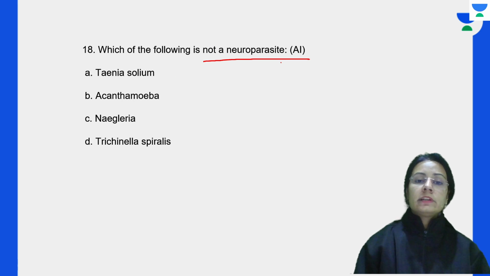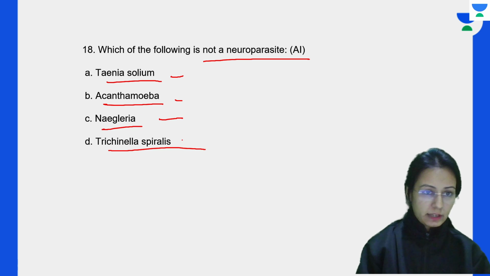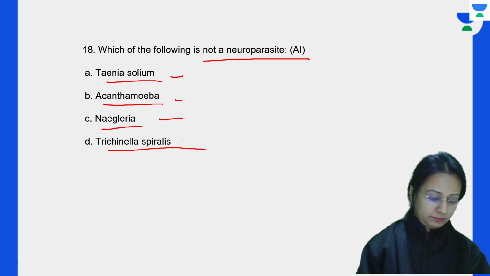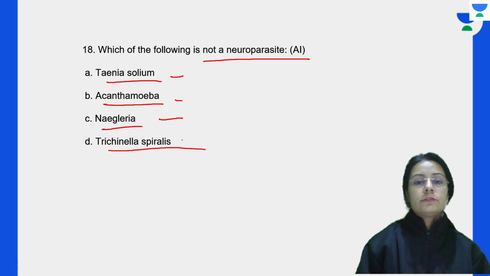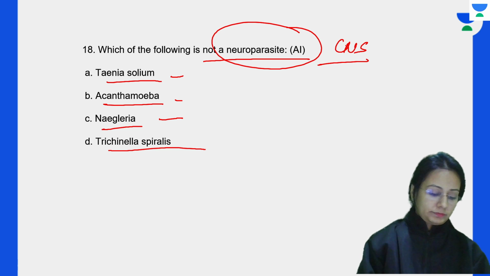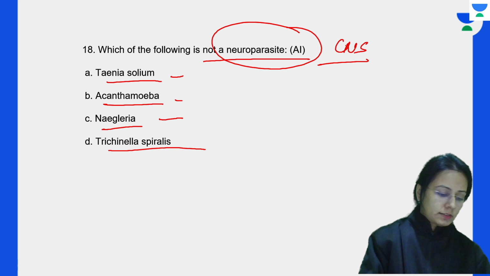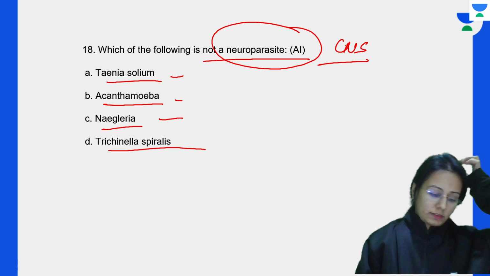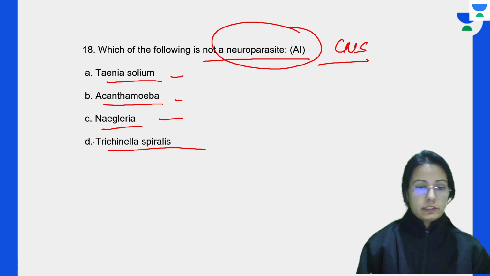Now, which of the following is not a neuroparasite? Taenia solium, Acanthamoeba, Naegleria, or Trichinella spiralis. Yes, what is the answer? Which of the following is not a neuroparasite, that is, not involving the CNS? Yes, very true. The answer is Trichinella spiralis.